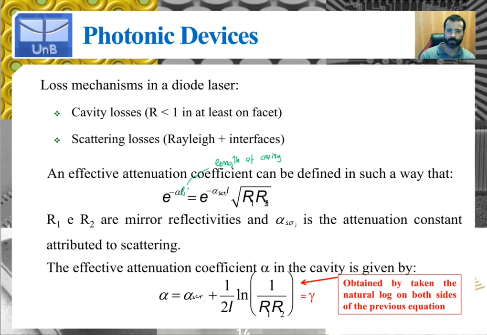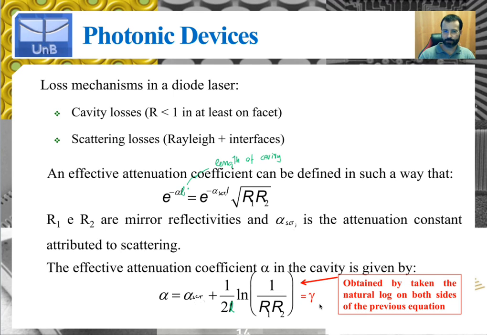Now here R1 and R2 are the reflectivities, the ratio of the reflected power over the incident power at both interfaces. So at the left hand side mirror and the right hand side mirror, you have these two reflectivities right here. And as I've said, alpha_sct is the attenuation constant attributed to scattering. So basically the propagation losses of the waveguide due to scattering, Rayleigh and interface scattering. If we manipulate this equation, you can find that this attenuation coefficient will be equal to alpha_scattering plus 1 over 2L, the length of the cavity, multiplied by the natural logarithm of 1 over R1 times R2.